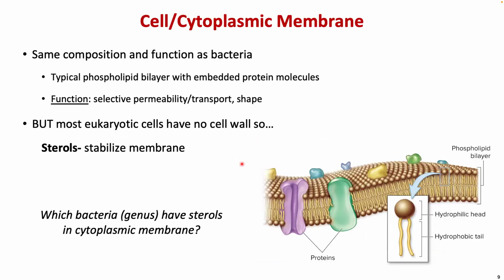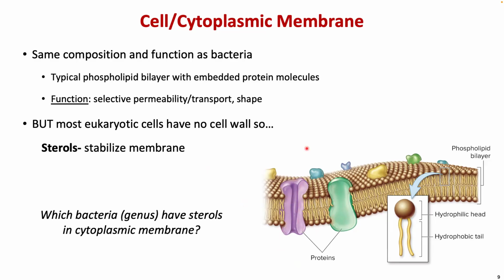So now we also move past the cell wall. Now we are at the cytoplasmic membrane. This structure has the same composition and function as the one that we found in the bacteria, and this is typically a phospholipid layer which is embedded with protein molecules. The main function is selective permeability and transport. As you can see, there are embedded channels, and these help in the movement, whether in or out of the cell.